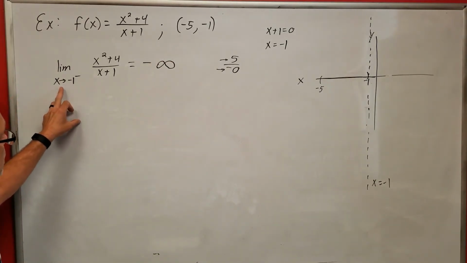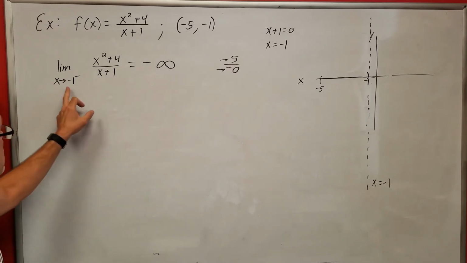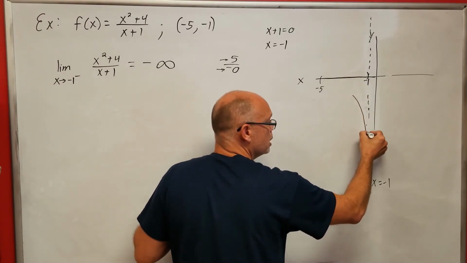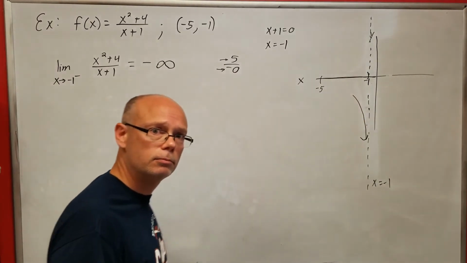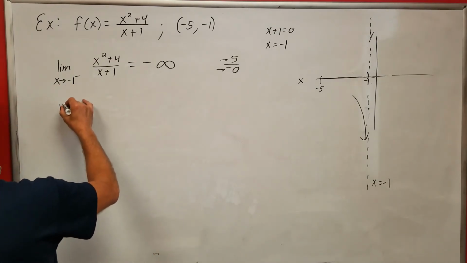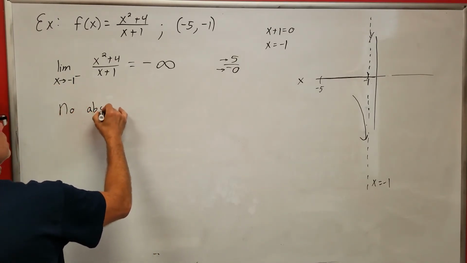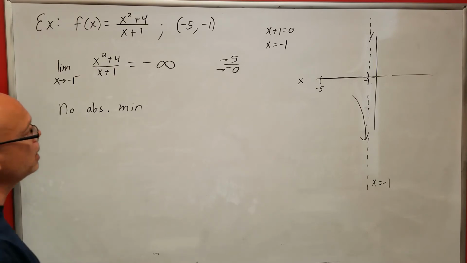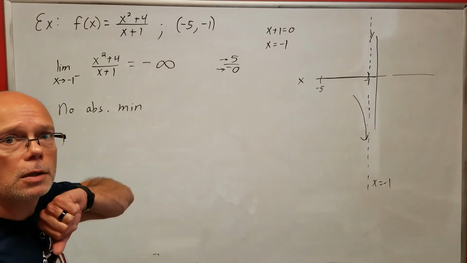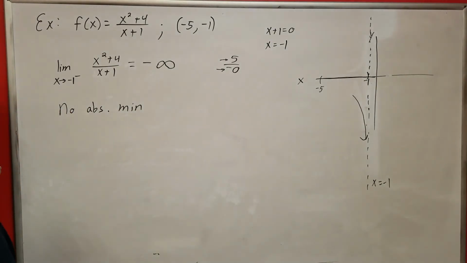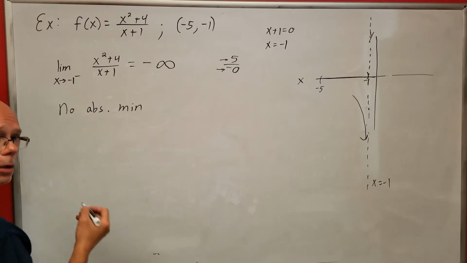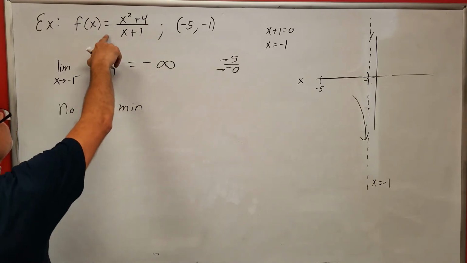So if the limit is negative infinity as I approach -1 from the left, my graph looks like that, right? So right away I could say no absolute minimum value on this one. Alright, but I'm probably going to have an absolute max here, okay? So how do I find my absolute max? Well, we could say it's going to occur at a critical point, right? So let's find the critical points.